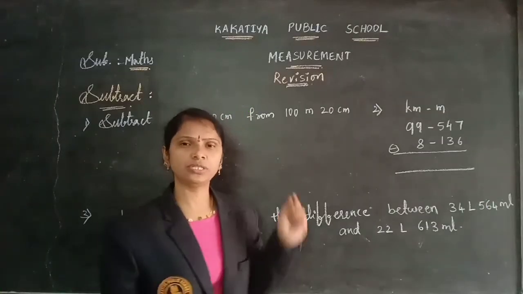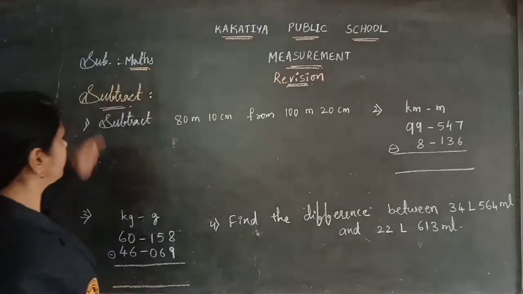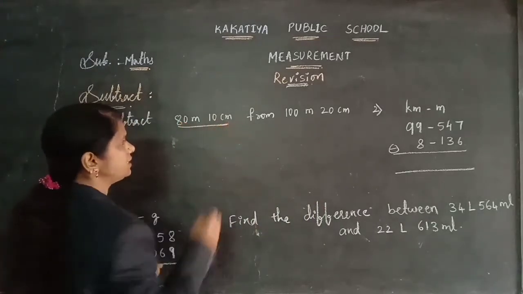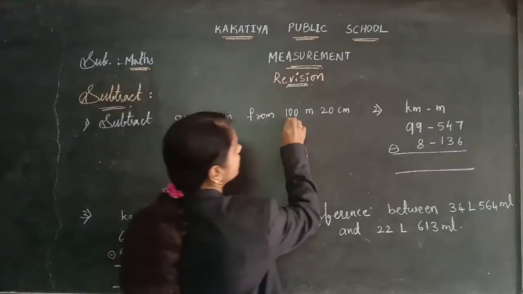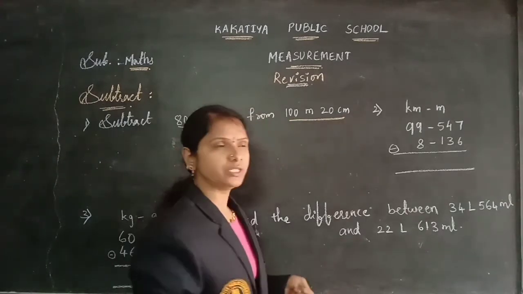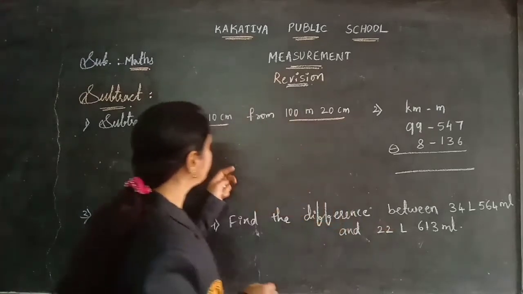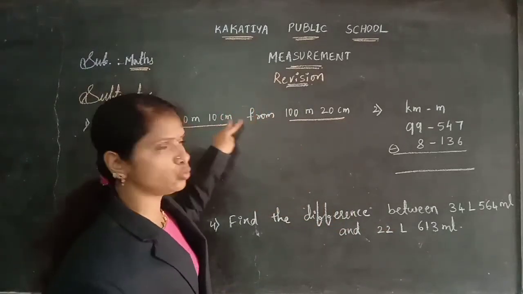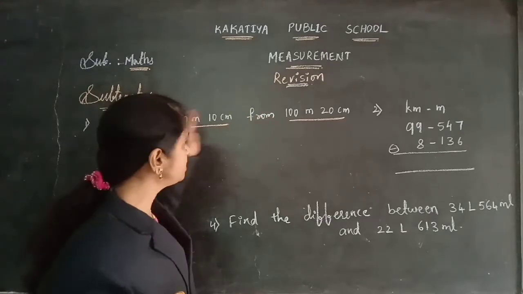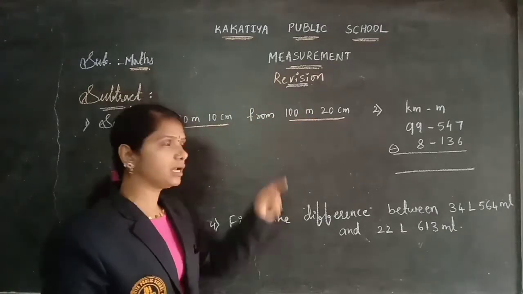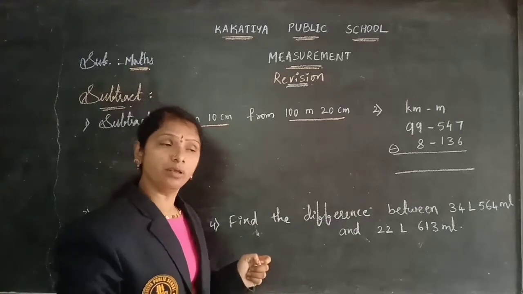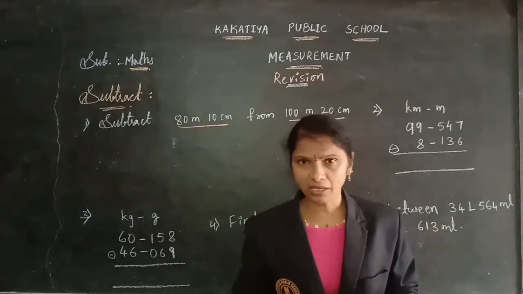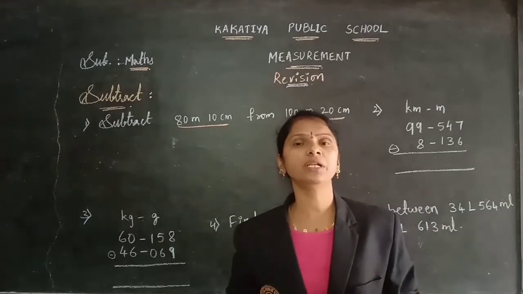Now children, let's do the subtractions here. Come on, subtract 80 meters 10 centimeters from 100 meters 20 centimeters. First let's arrange that into columns. Before arranging, children, the number after 'from' is the bigger one and the number before 'from' is the smaller one. Why? Because in subtraction, you always take the bigger number in the first place and the smaller number in the second place.